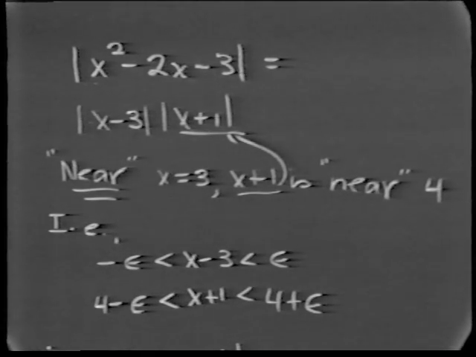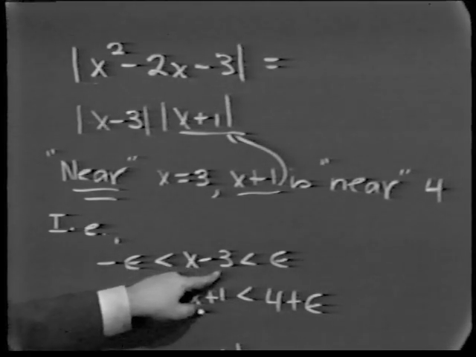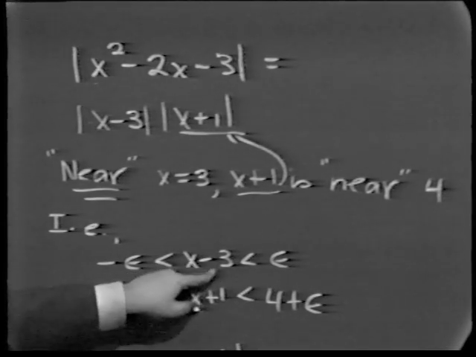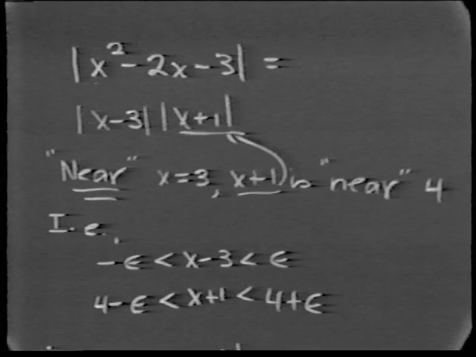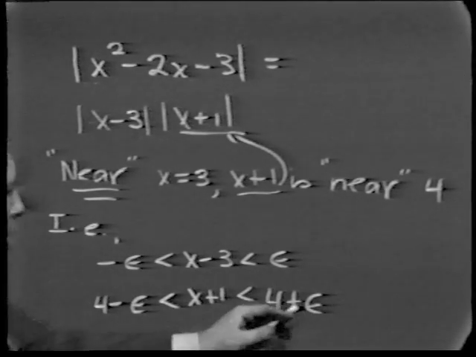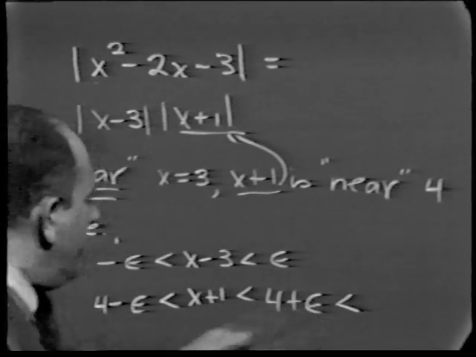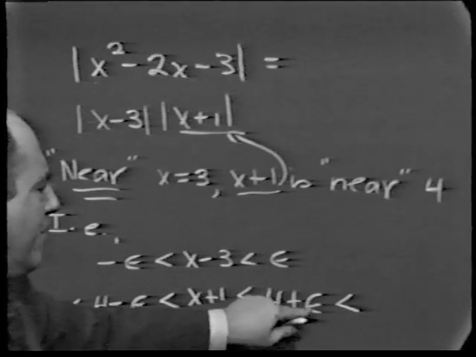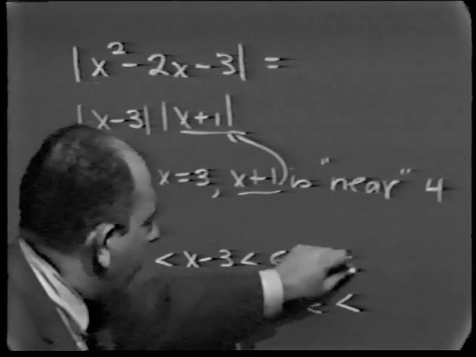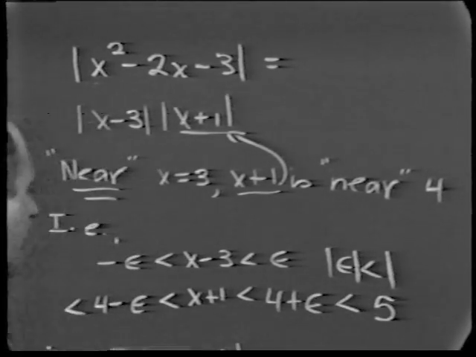Well, what we mean more rigorously is this. Choose an epsilon. And if the absolute value of x minus 3 is less than epsilon, in other words, if x minus 3 is less than epsilon but greater than minus epsilon, then by adding on 4 to all three sides of the inequality here, we see that x plus 1 is less than 4 plus epsilon but greater than 4 minus epsilon. Now you see, if we simply assume that the size of epsilon is less than 1, then certainly this is less than 5 and this is greater than 3.